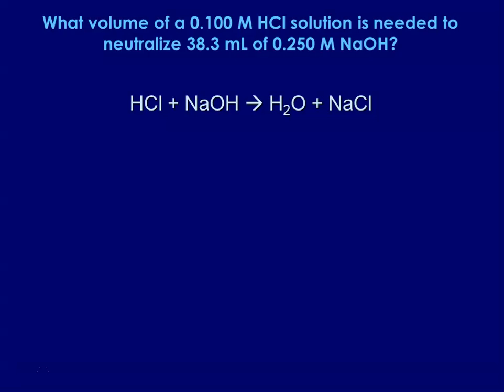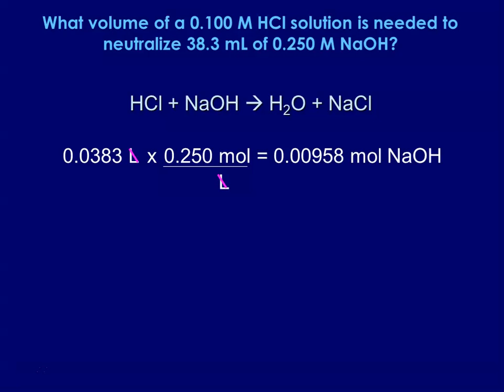We need to see which reactants we can find moles for. We can't find moles for HCl. We're wanting to find out about HCl, and specifically we're wanting to find the volume of a 0.1 molar concentration of HCl. But we do have a volume and a molarity for NaOH. And we know we can find moles from volume and molarity. So I take my volume after converting it into liters, and multiply it by its molarity, and that gives me my moles. Both my concentration and my volume have 3 sig figs, so I want 0.00958 moles of NaOH.